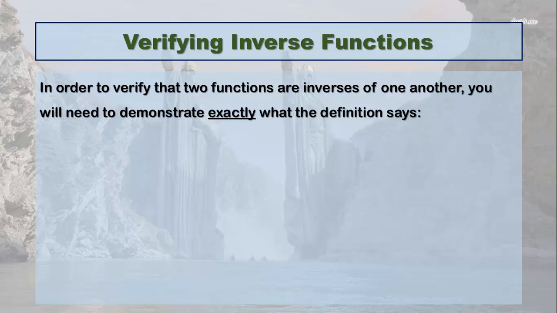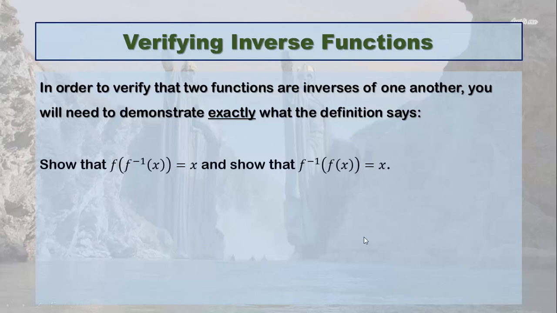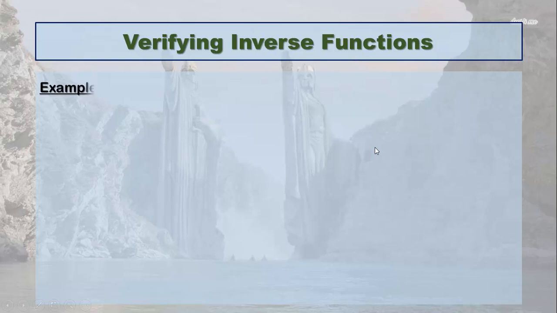In order to verify that two functions are inverses of one another, you'll need to demonstrate exactly what the definition says. Remember, the definition said that f of f inverse equals x and f inverse of f equals x. So every single time that you do it, you're going to have to show both of those composite functions equaling x. And since we just got done doing composite functions in chapter 1.8, this is a piece of cake. Let's start with an example right away.